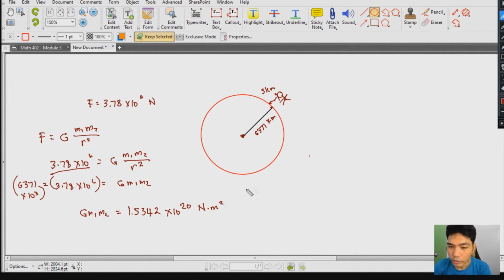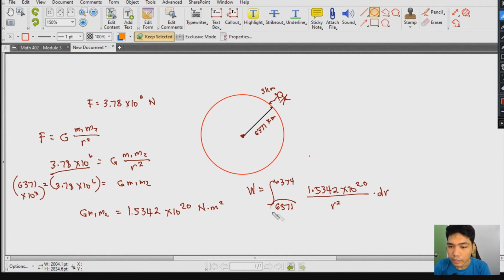What happens with the equation of the work? The work is simply the integral from the lower limit, 6371, to 6374. And what is your F here? F is G M1 M2 over R squared, so that is 1.5342 times 10 to the 20 divided by r squared, and then you incorporate dr. It's no longer x but r, because we're talking about the radial distance from the center to the outer space in this case.